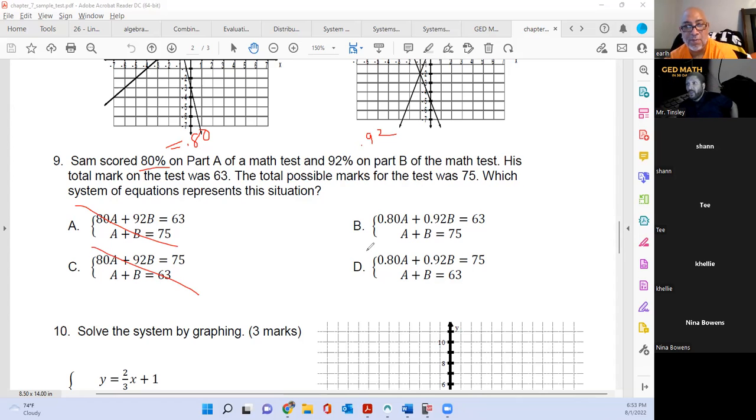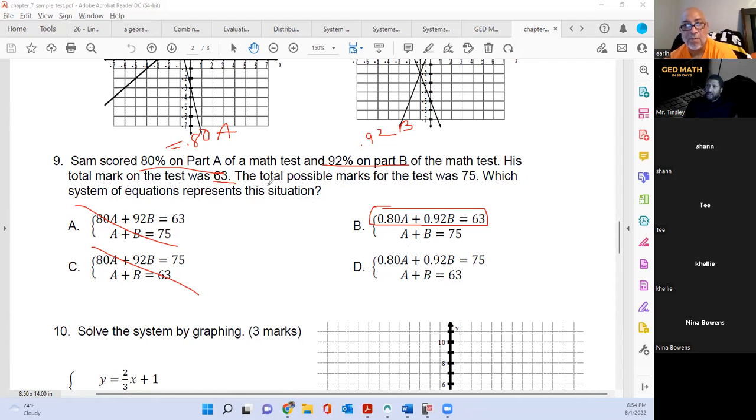The second thing we want to look at is the second part. What do we know? 80% of part A, 92% of part B. So that's 0.8 times A, 0.92 times B. Both of them have that in B and D. But his total mark was 63, so it must be equal to 63. That's that equation there.